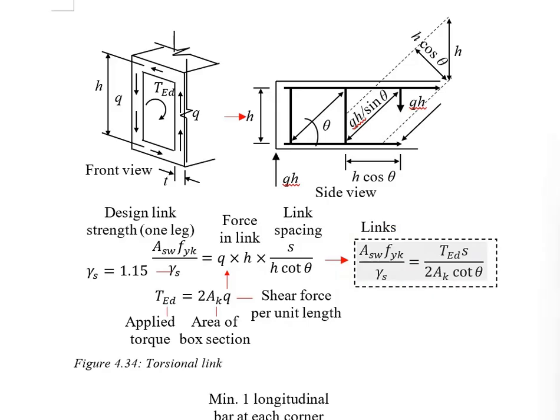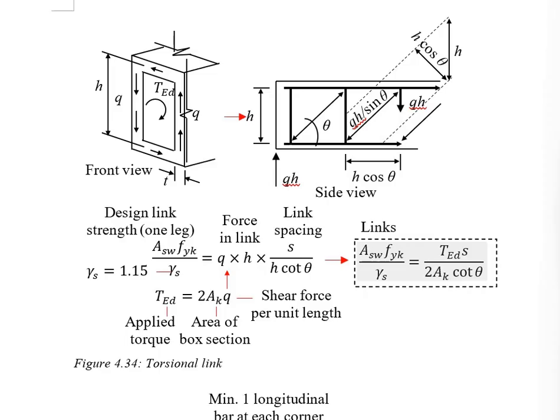Now, bear in mind, try not to get confused with the design for the shear link. For the torsional design, we are talking about the area of the link referring to one leg instead of two legs. And due to the spacing of the link at a distance of s apart, the force within the link will reduce proportionally. That's why we need to get the ratio here in order to estimate the remaining force to be taken by the torsional link.